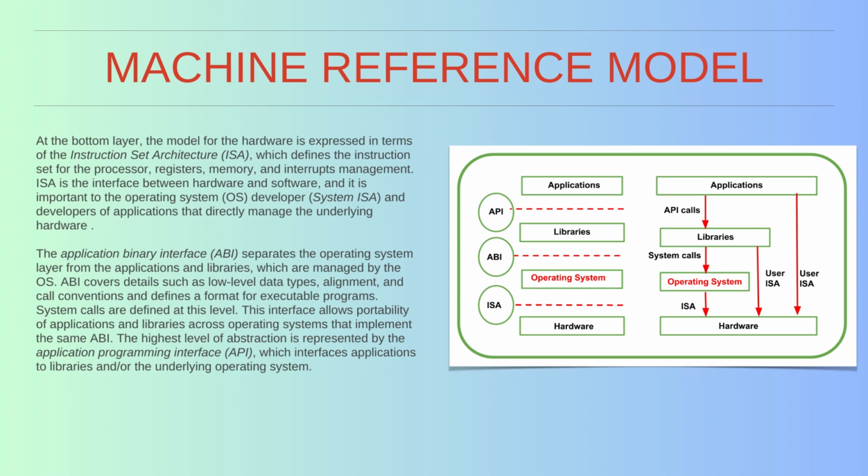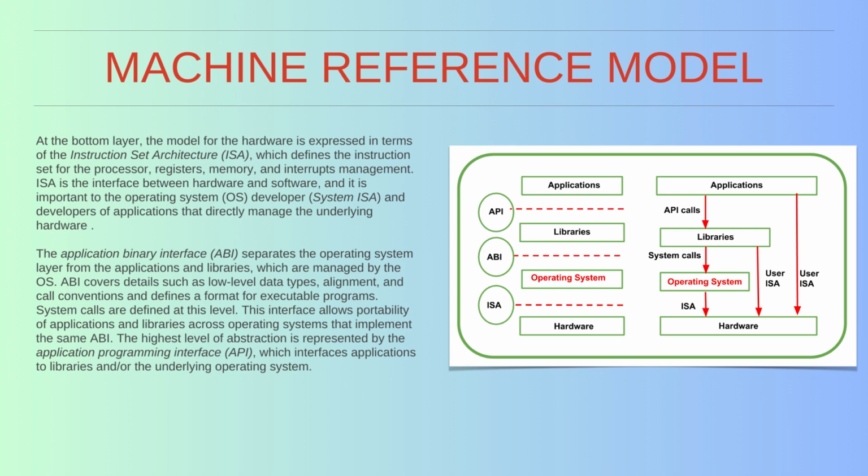As the bottom layer, the model for the hardware is expressed in terms of the instruction set architecture, which defines the instruction set as an interface between hardware and software and is important to the operating system developers and developers of applications that directly manage the underlying hardware. In this diagram we have seen application, then libraries, then operating system, then hardware, which is divided or separated by API, ABI, and ISA. That ISA is the instruction set architecture.